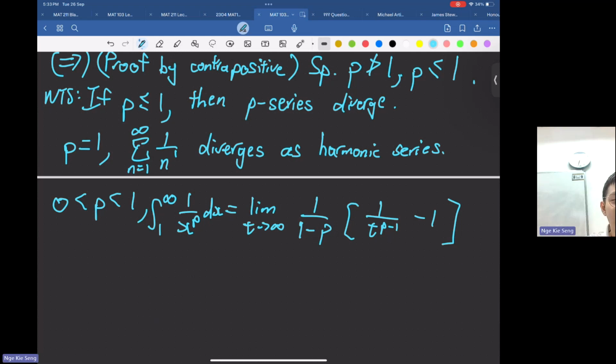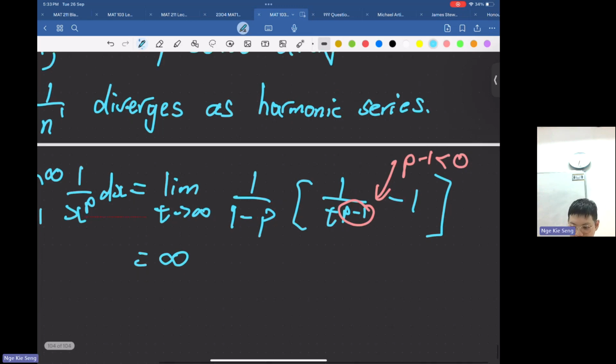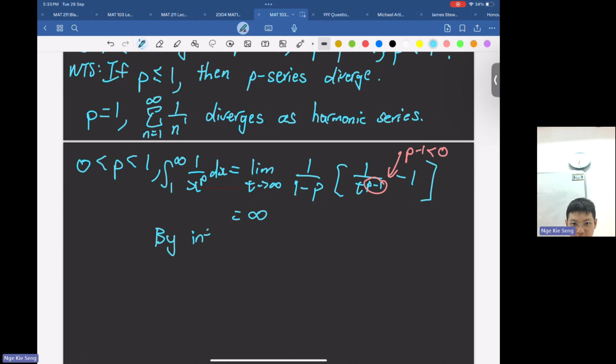Huh? What happened? Infinity. Why? Why? P minus 1 is smaller than 0. Okay, so P minus 1 here is smaller than 0. So this T goes to the numerator, so it should go out to infinity. Okay, so by integral test, our series also diverges. And P diverges. Okay, still a few more to go.